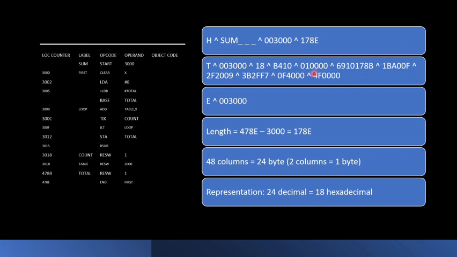As for the end record, column 1 would be E, columns 2 to 7 will be the address of the first executable instruction in hexa, which is 3000. So this first is 3000.